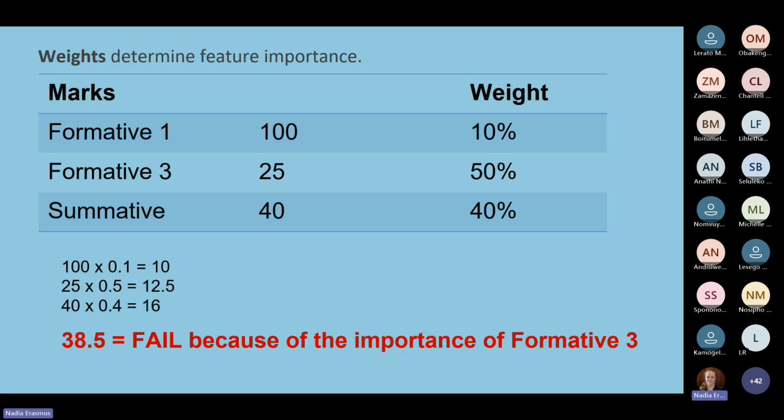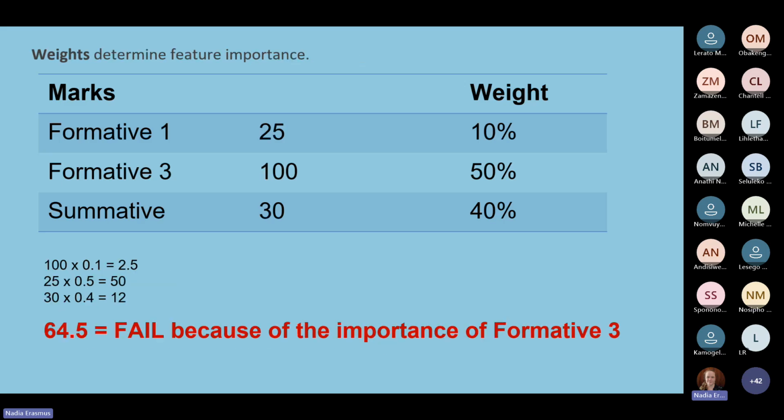So even though you did better in the summative and you did fantastic in your formative 1, since your formative 3 was really bad and your summative wasn't good enough, you've actually failed it. Okay, so that's why you would still fail the module even if that happened. So let's see if we had something else. So we had a formative 1 that was very bad. You had a formative 3 that did fantastic, but your summative is below the mark.